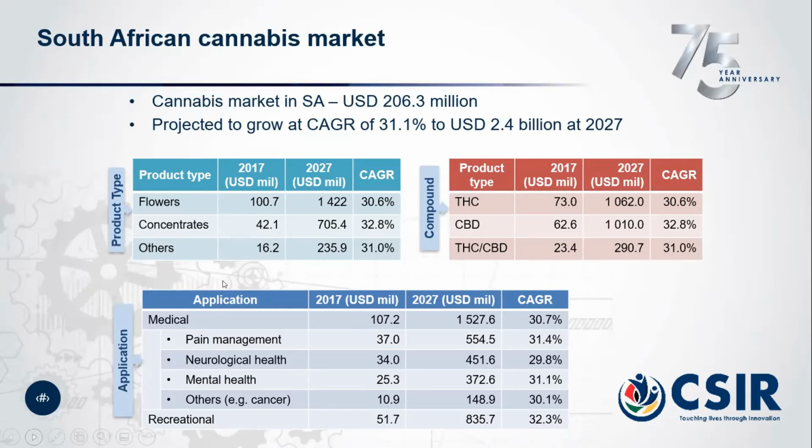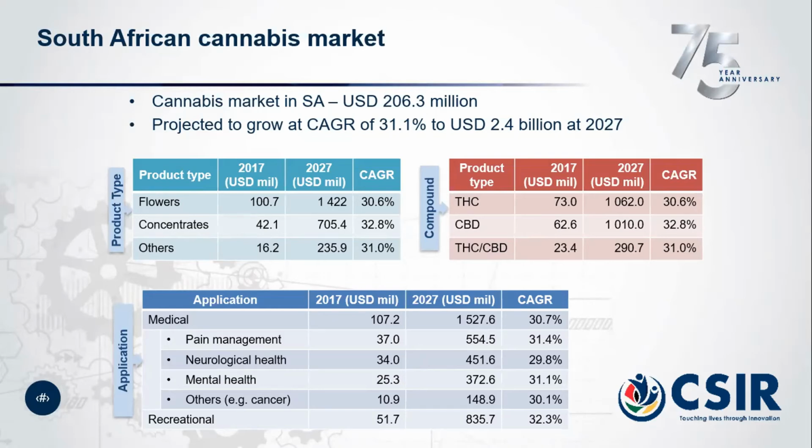What is important here is that if you look at the product types, you have flowers, concentrate, and others. And if you look at the compounds, you have THC, CBD, and there are some big numbers there. Then they are also forecasting that for South Africa, especially on the medicinal side, the areas that will have a lot of impact will be pain management, neurological health, mental health, and cancers and others.